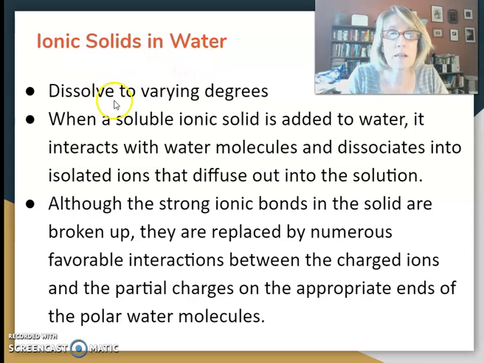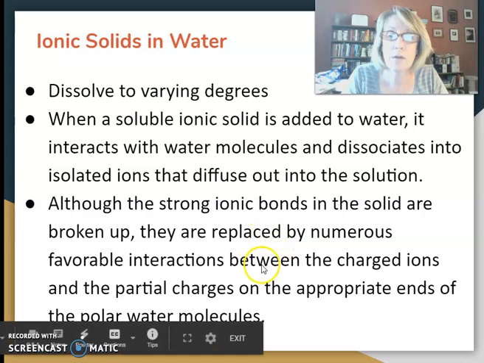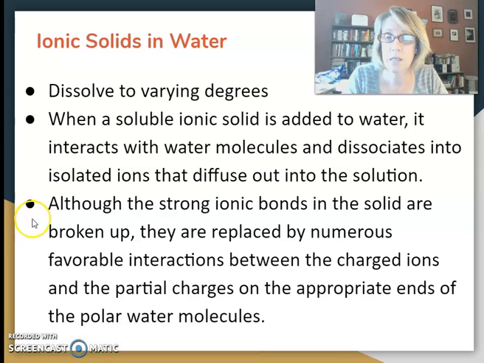Okay, so these solids dissolve to varying degrees, which is why sometimes in our product we would get a solid that would precipitate out of solution. But in general, when a soluble ionic solid is added to water, it interacts with the water molecules and dissociates into isolated ions that then diffuse out into solution. Although the strong ionic bonds in the solid are broken up, they are replaced by numerous favorable interactions between the charged ions and the partial charges on the appropriate ends of the polar water molecules.